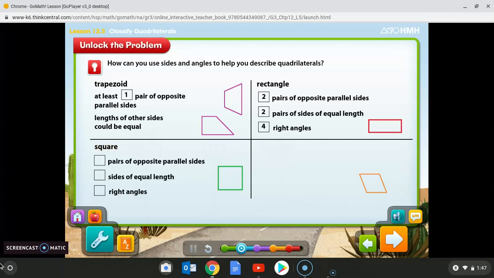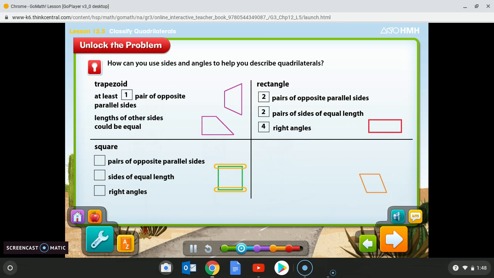Now let's look at this square. You guys know it's a square. You've known it's a square since you were a little child, but now remember what I said. We're in 3rd grade. We've got to understand that there are parallel sides, sides of equal length, and right angles in this quadrilateral. So just like a rectangle, there are 2 pairs of opposite sides.